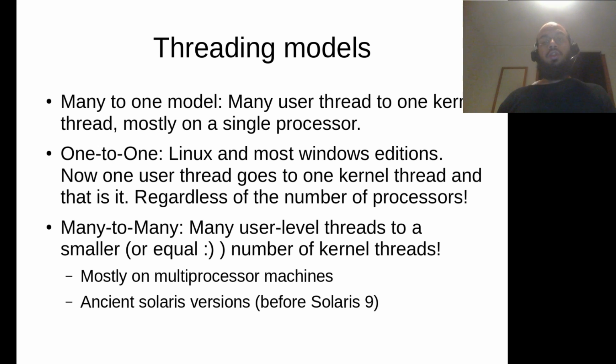Now there's the many-to-many threading model, where you have many user threads mapped to many kernel threads. And the number of kernel threads can be smaller or equal, which just makes it more fun. So you have 50 user level threads that get mapped to 5 kernel level threads, for example. And then there are 10 user level threads per kernel thread.